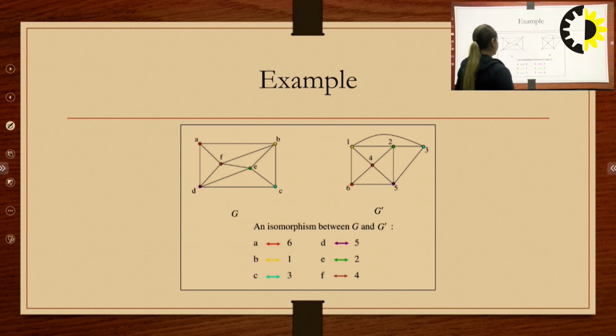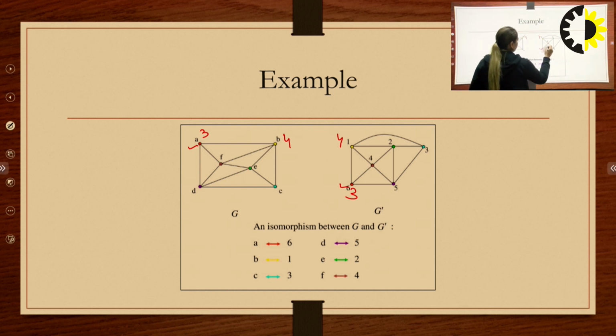Now, another example. A is mapped with 6 because the degrees are the same here. This is also 3 degree. This is also 3 degree. This has 1, 2, 3, 4 degrees, so you have to map it with a 4 degree vertex only. F has 1, 2, 3, 4 degree, so F has to be mapped with a 4 degree vertex. This purple one is also having 4. Then this is mapped with this vertex, right?